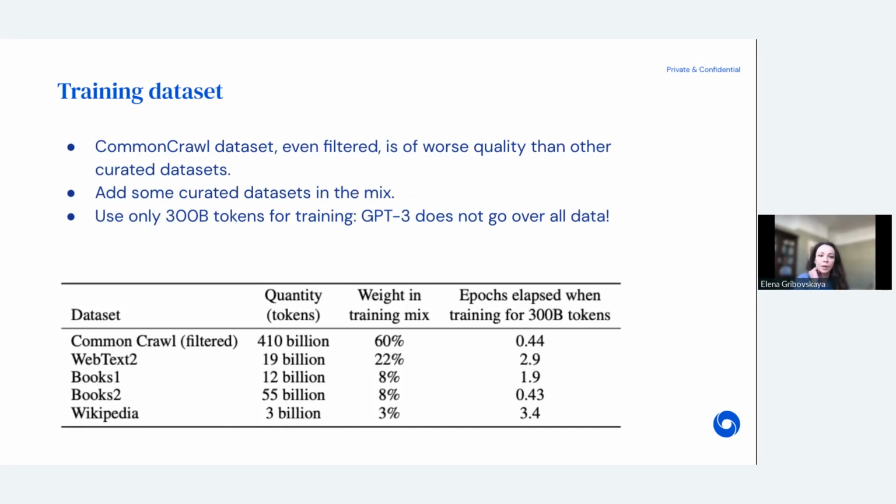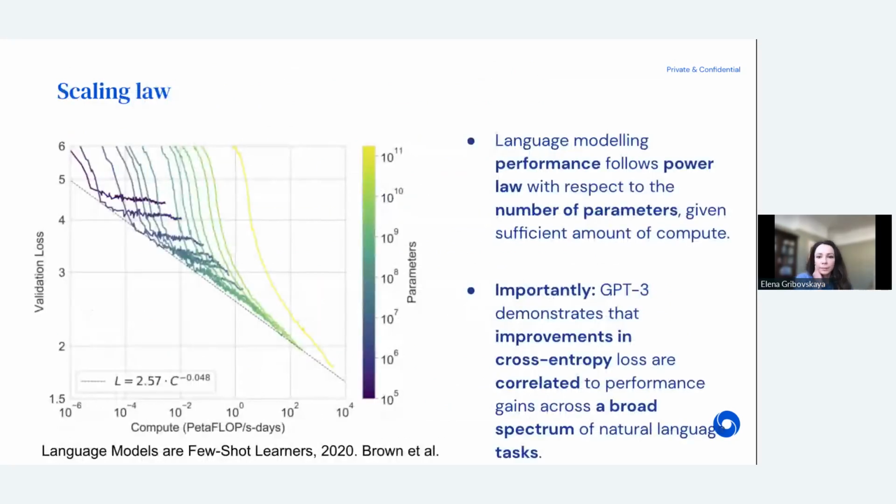Scaling law. So why does scale really correlate to better performance? On this chart, we see validation loss of language models of different sizes, also as a function of compute spend. You see that the language modeling performance follows a power law with respect to the number of parameters, given a sufficient amount of compute.